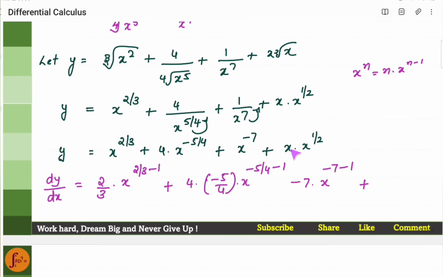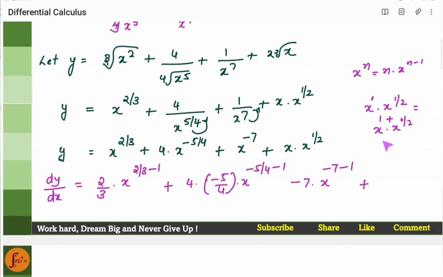You can add the powers, right? You have the same base, theory of indices. When you have something like this, you can add the powers, right? You have x into x to the power half. You can write this as x to the power 1 into x to the power half, right? Nothing to the power means it's 1.